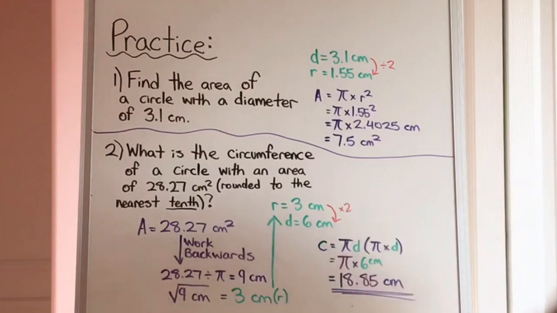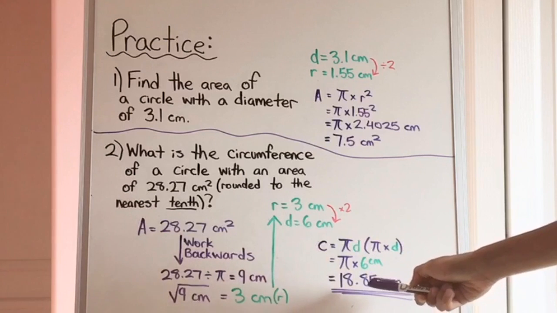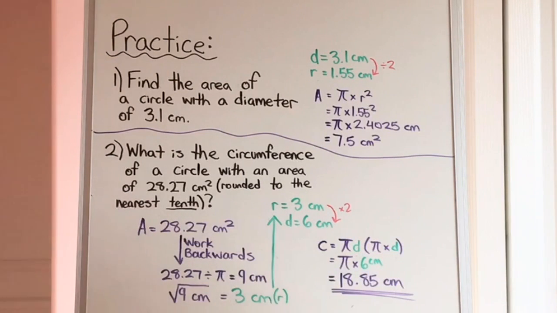Now, with this diameter, we can find our circumference. Circumference equals pi times diameter, which is pi times 6 centimeters. Pi times 6 centimeters is 18.85 centimeters. So our circumference is 18.85 centimeters.